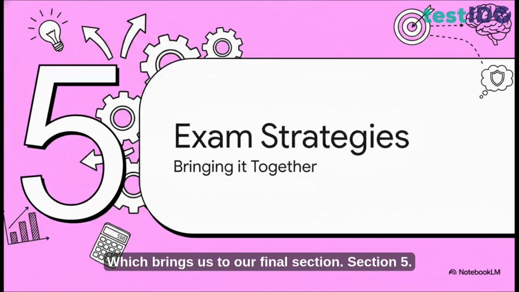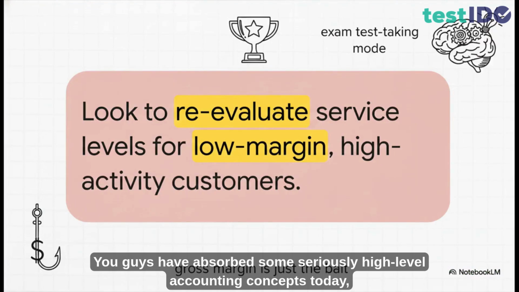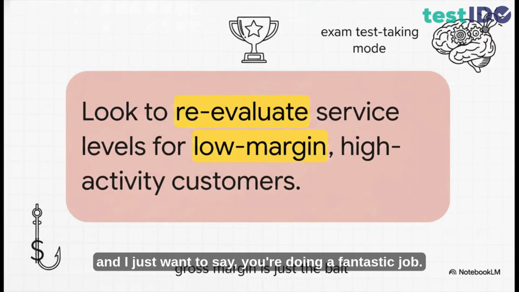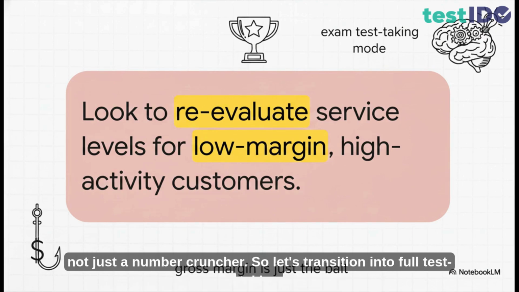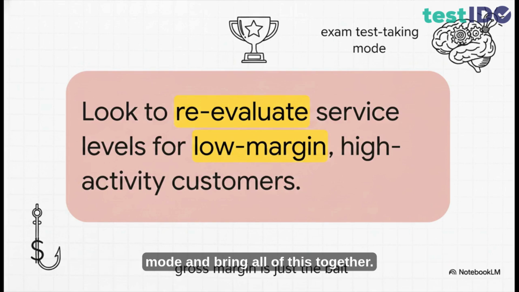Which brings us to our final section, Section 5, CMA Exam Strategies, Bringing It Together. You guys have absorbed some seriously high-level accounting concepts today, and I just want to say you're doing a fantastic job. Understanding this stuff makes you a truly strategic management accountant, not just a number cruncher. So let's transition into full test-taking mode and bring all of this together.